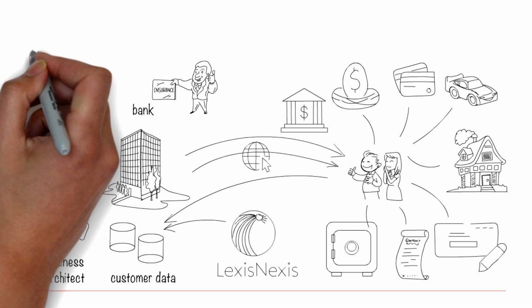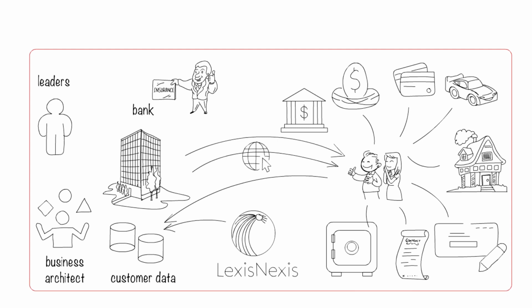The red box defines what happens inside the bank. The business architect encourages the leaders to think outside the red box. What else is happening in this ecosystem that might affect this strategy? A better picture begins to emerge.